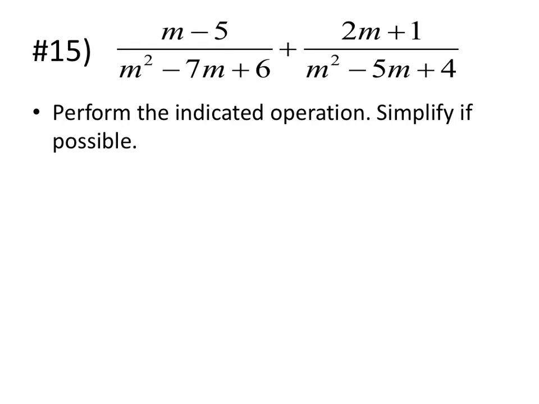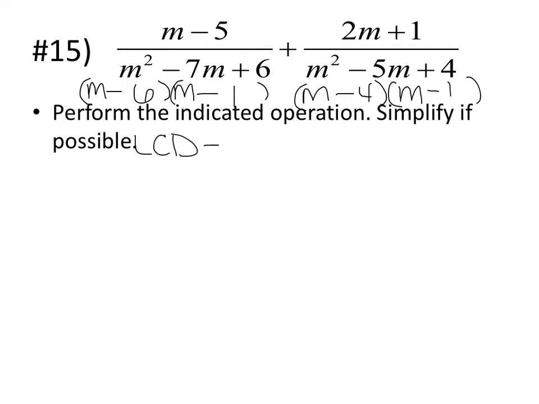Alright, so you have to find a common denominator first. So you need to factor both denominators. It's going to be m and m, minus minus, and factors of 6 that give you 7 are 6 and 1. Then over here we've got m and m, minus minus, and 4 and 1, factors of 4 that give you 5.